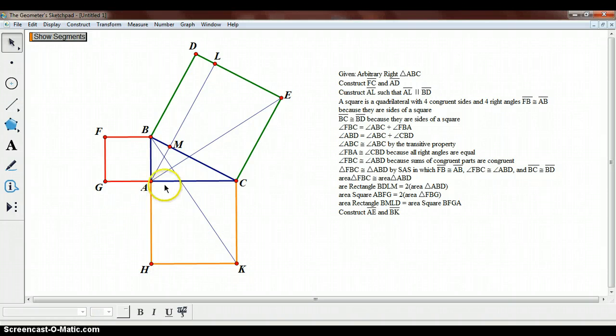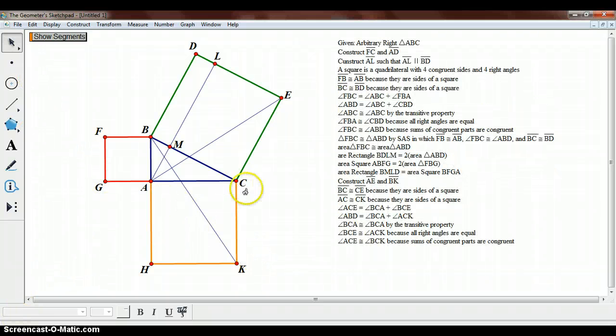Finally, we know that segment AC is congruent to segment CK because they are sides of a square. We now know that triangle BCK is congruent to triangle ACE by side angle side, in which BC is congruent to CE, AC is congruent to CK, and angle BCK is congruent to angle ACE. Therefore, we know these triangles are congruent. Also, their areas are congruent.